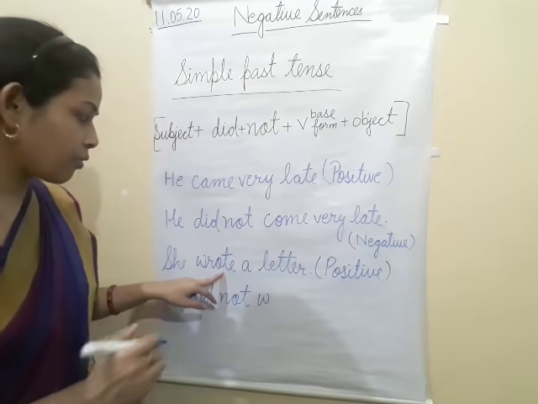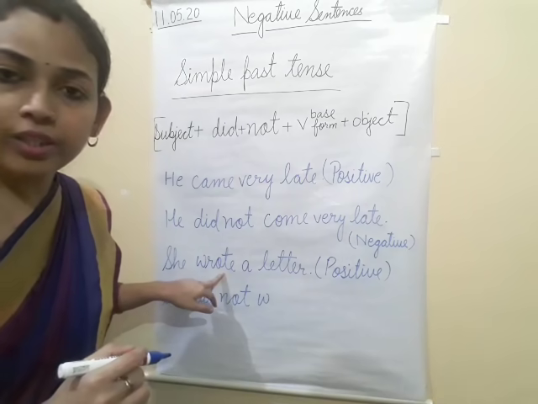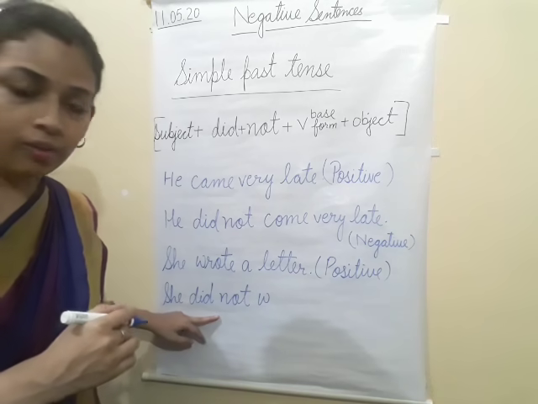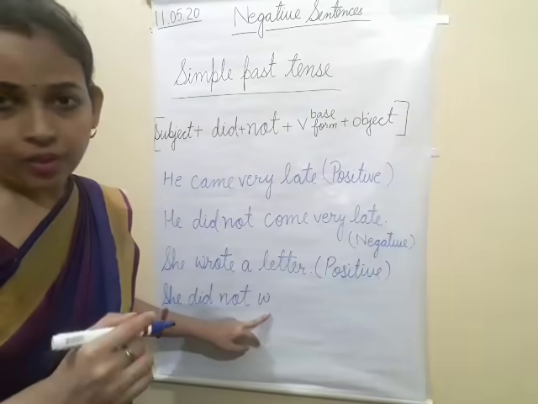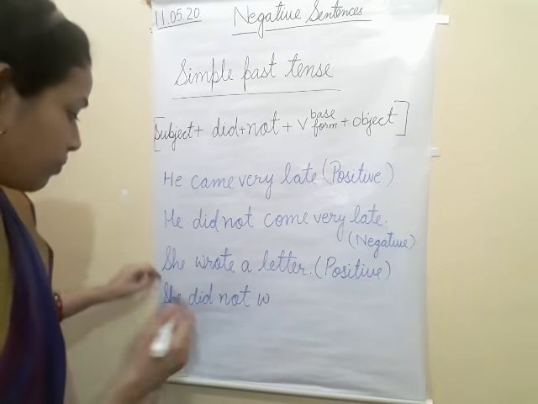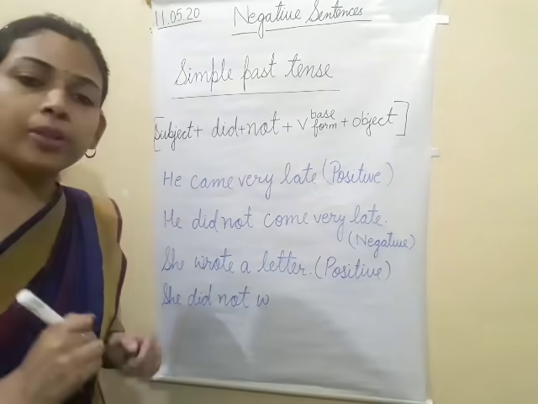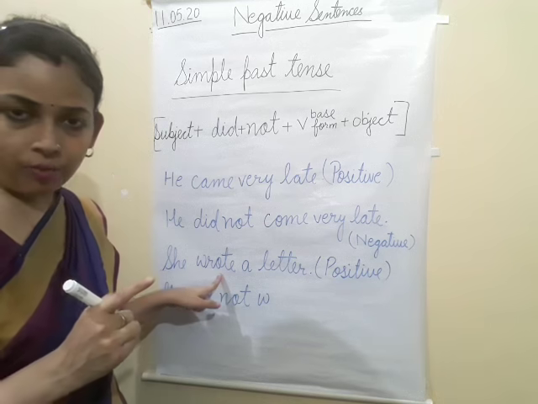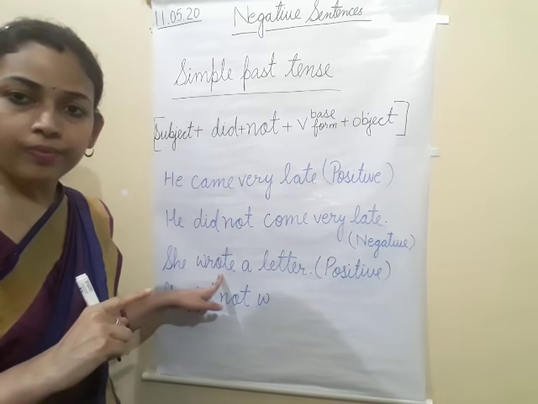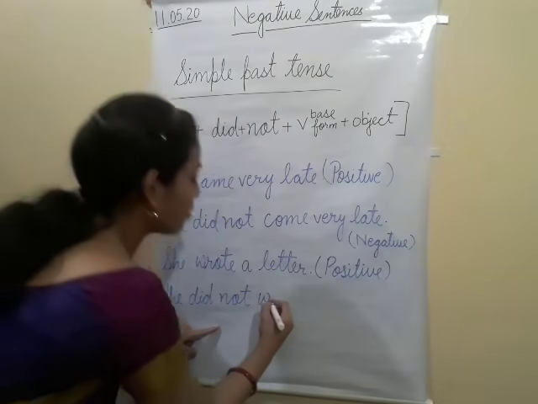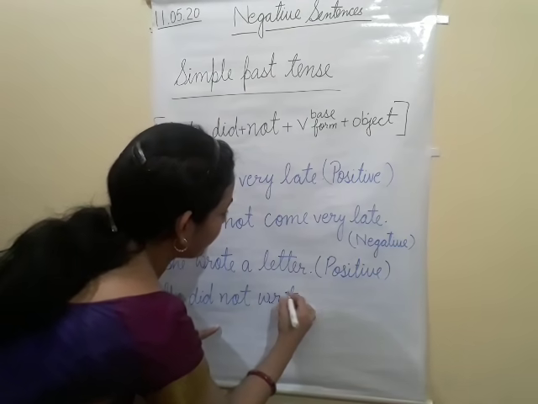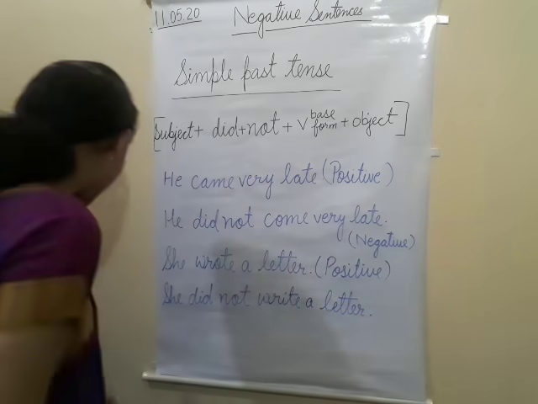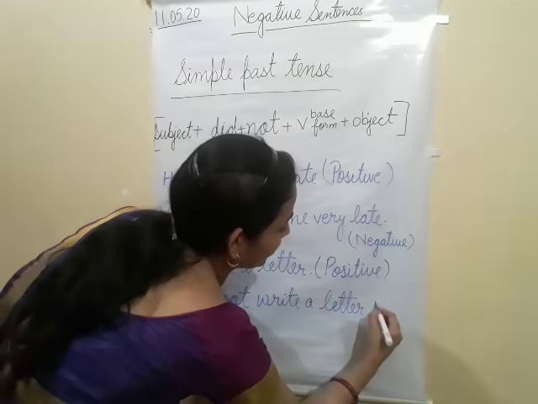Again, the second form of the verb is given here, and in the negative we always use the first form of the verb, or base form, with did not. So what will be the base form of the verb? What is the first form of wrote? Wrote is the second form. The first form of wrote is write. So, she did not write a letter. So this will be the negative.